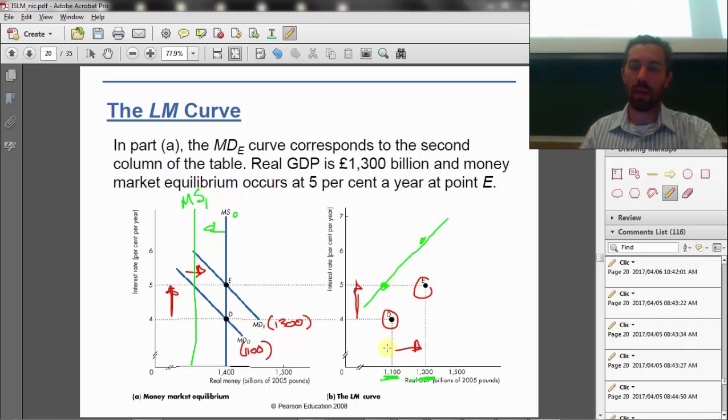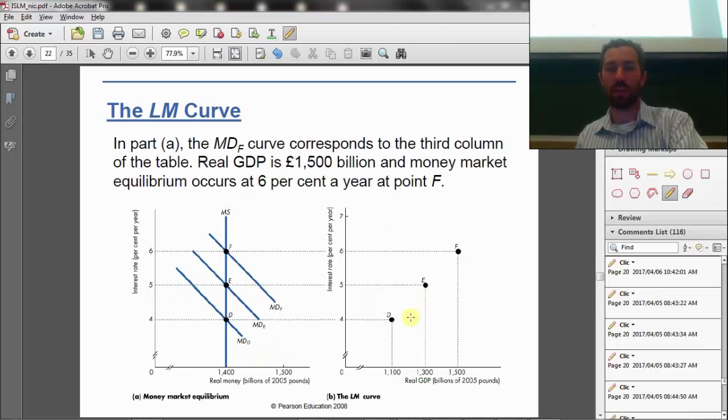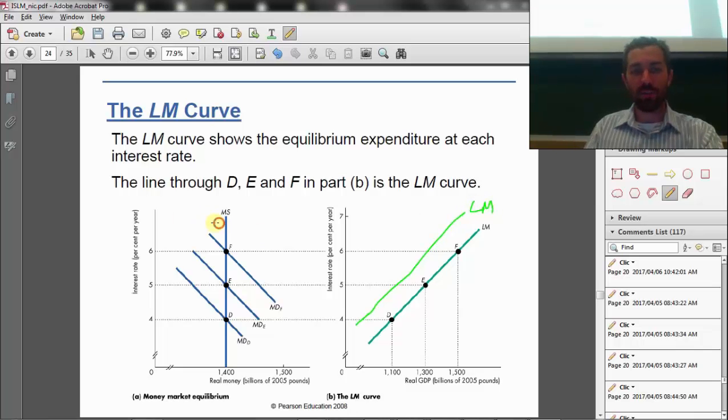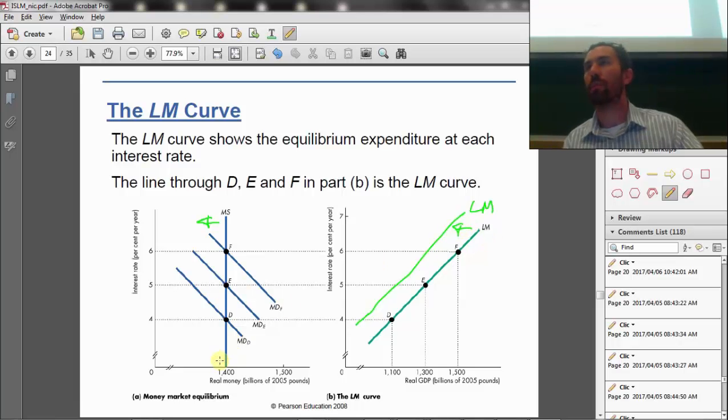Are you happy now, therefore, if I join those points together and I go to my final LM slide? If I shift the money supply to the left, my LM curve shifts to the left.